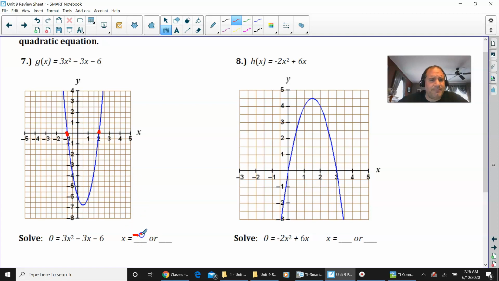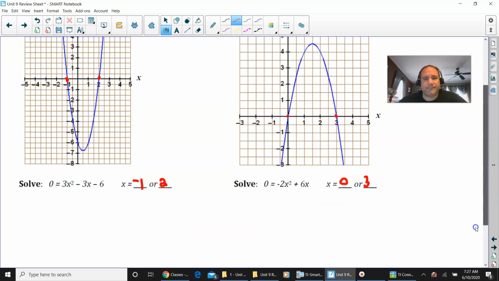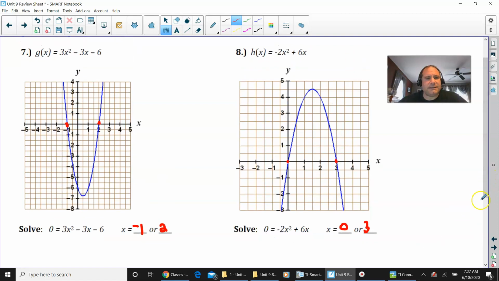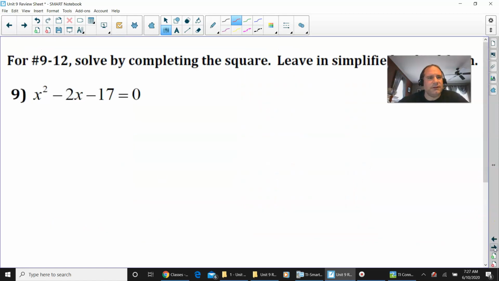Those are the roots. That's it. x equals negative 1. x equals 2. Nothing else to do. These are easy questions. No work shown. Just put your points on those, 0 and 3. And that's it. Numbers 7 and 8. Done.